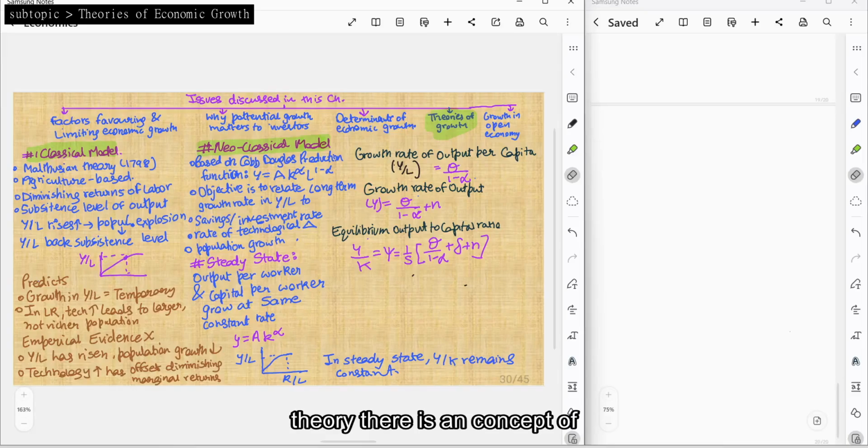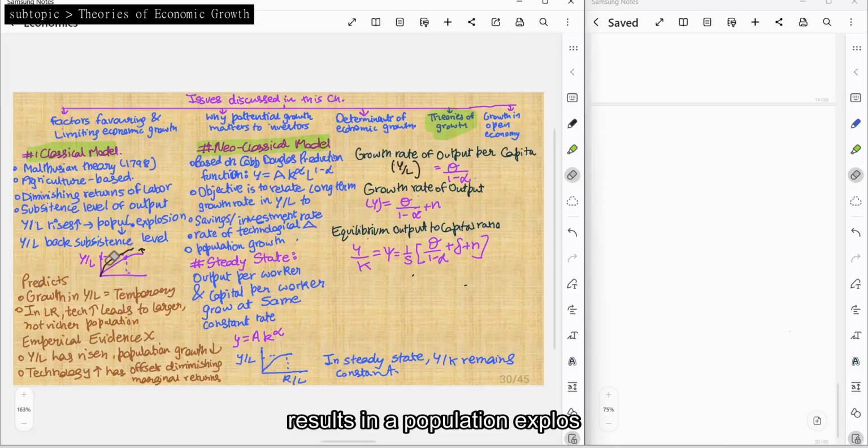In this theory, there is a concept of subsistence level of output, which means the minimum level of output or income which is needed for people to survive. So, if there is a technological innovation, let's say a better irrigation system is created, then it will increase the GDP per capita, or you could say GDP per person. For the same amount of labor, we will be able to generate greater output. So, if there is a technological innovation, GDP per capita rises.